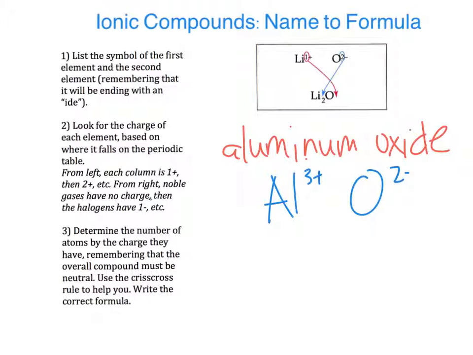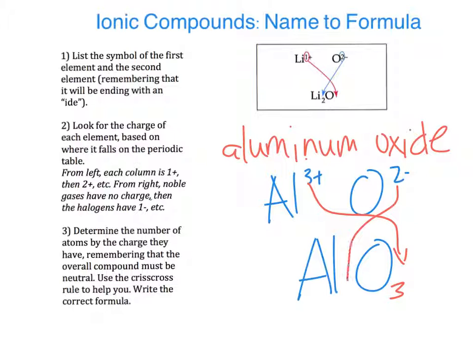Okay, using the crisscross rule, go Al, O down here. I'm going to take this 3, I'm going to put it down here, take this 2 and put it down there. Make sure you're just copying the numbers down there, not actually the charges. I don't want to see Al with a little minus down there or a little 3 plus. Okay, we just want the number value, not the charge. So Al2O3.